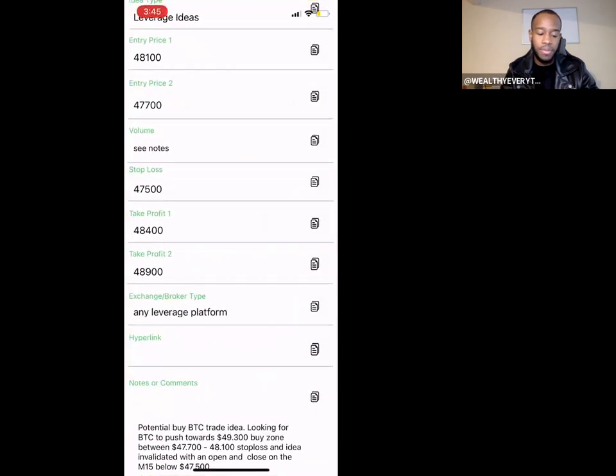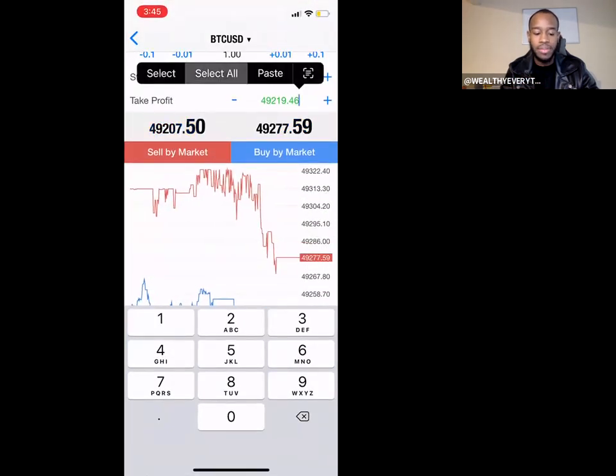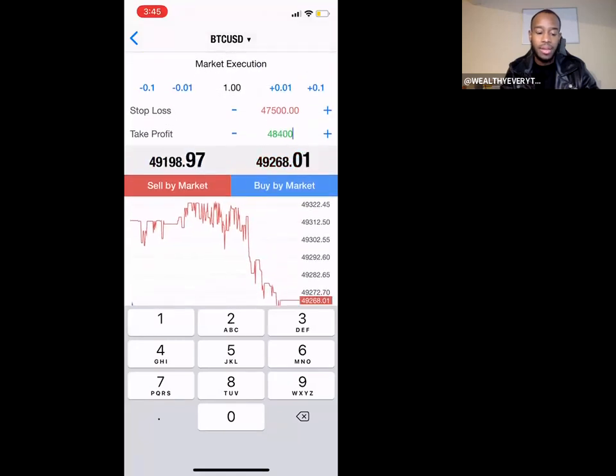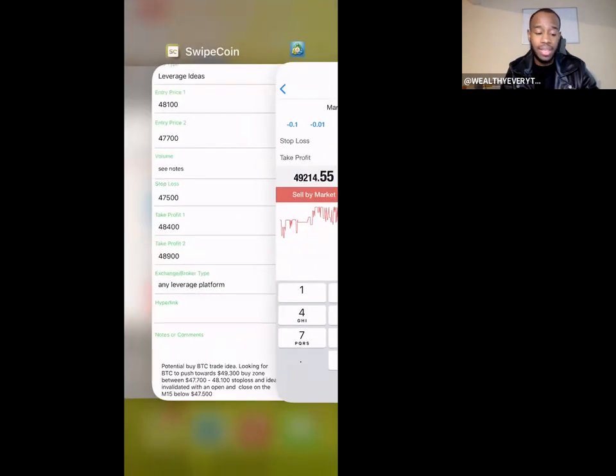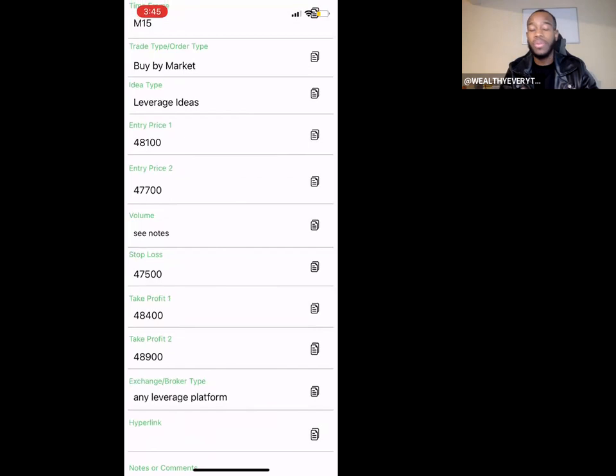Also for the take profit, let's just do take profit 1, grab it. It's going to auto generate a number. You have to select all and then paste. All right. Now the key is that you want to do this when they actually send the signal. Currently, price is at 49,277. That is not the entry zone. The entry zone was at 48,100 or 47,700, and it's not in between those prices.